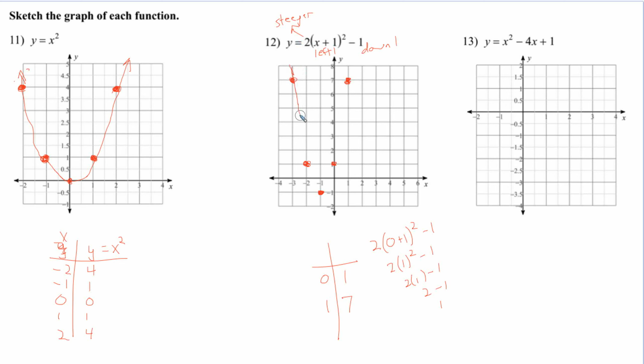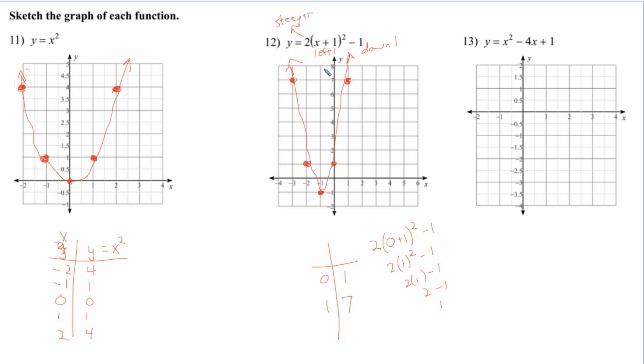And then we're going to graph the parabola. Boy, am I struggling here. So there is a very ugly parabola. Yours should look a little bit better than that one.